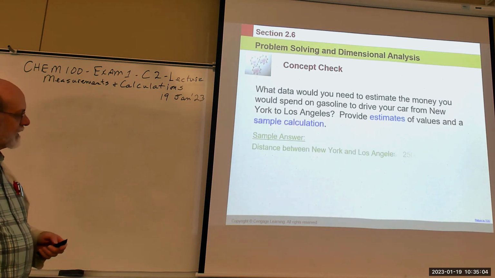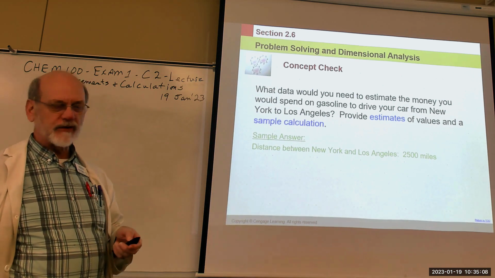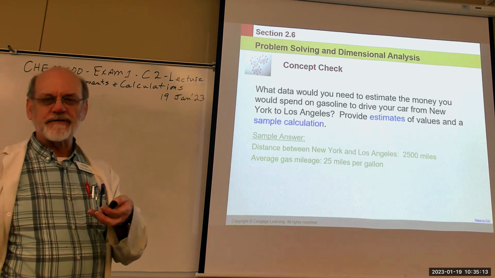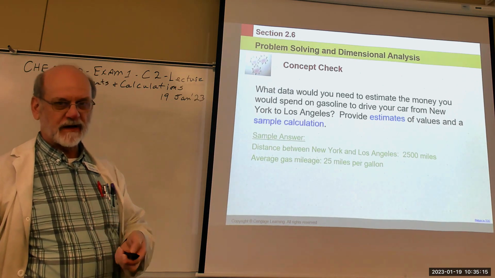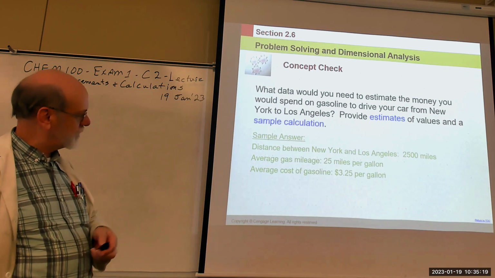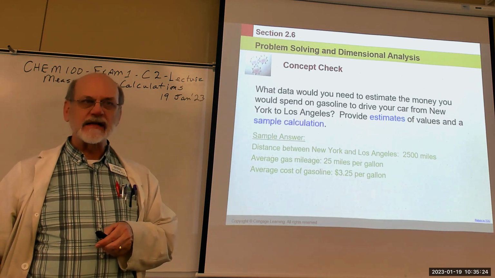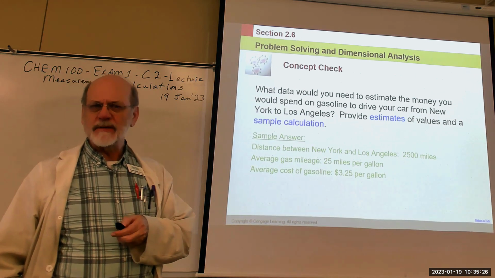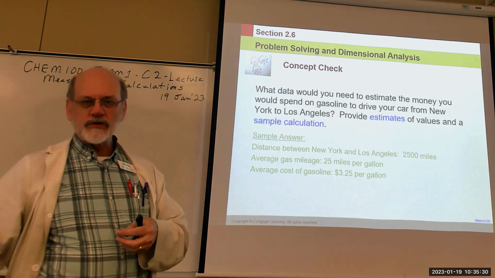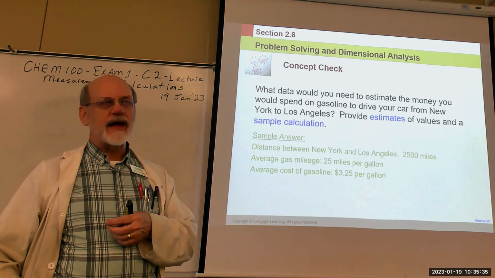Okay. So the distance from New York to Los Angeles is about 2,500 miles. The average gas mileage for your car, let's say it's 25, just for argument's sake. Right? It varies all over the place. And the average cost of a gallon of gas is $3.25. That's pretty close to what it is today, but it might vary on your trip on the way down there. So what you need to do is go to AAA or go to, let's see, what's that other app?